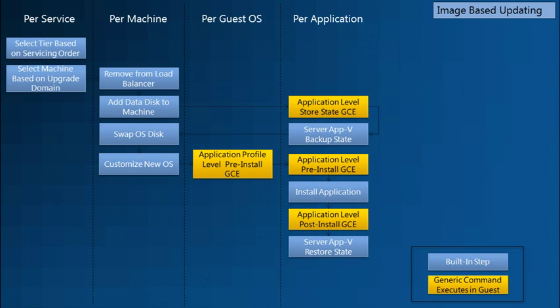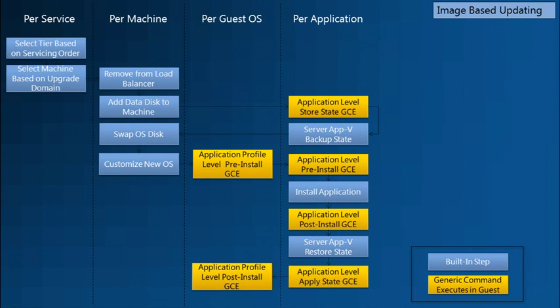So for Server App-V, again, we'll do it automatically. For a web deploy application, or your custom application where you wrote a save and restore state GCE, that's when we'll execute your restore state GCE to bring that back. And essentially what's happened is you've replaced the operating system underneath your application, and your application is back to the way it was before you did the image-based servicing operation.